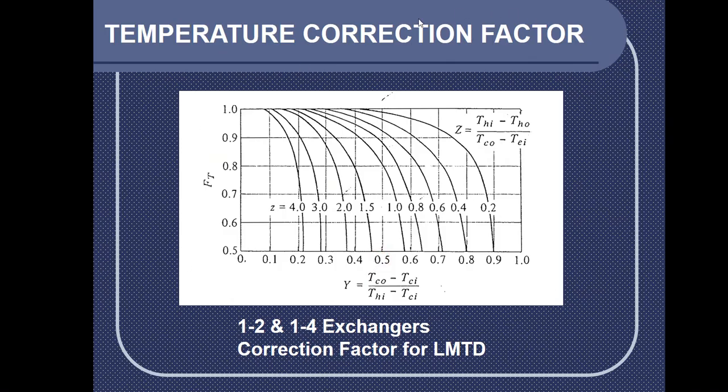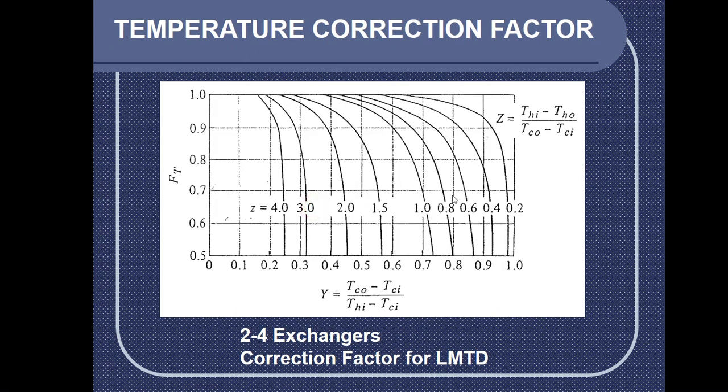Now, this one is the temperature correction factor diagram. It depends, again, on the scheme of your shell and tube type of heat exchanger. If it's a 1-2 and 1-4 type of heat exchanger, you will have a different diagram for that. If it's a 2-4 heat exchanger, a different diagram for that. Now, what do you have in this diagram? On the horizontal axis, you have the Y. On the curves, you have the Z. How do you determine the Y and the Z? You base it on the temperatures of your hot and your cold fluid.